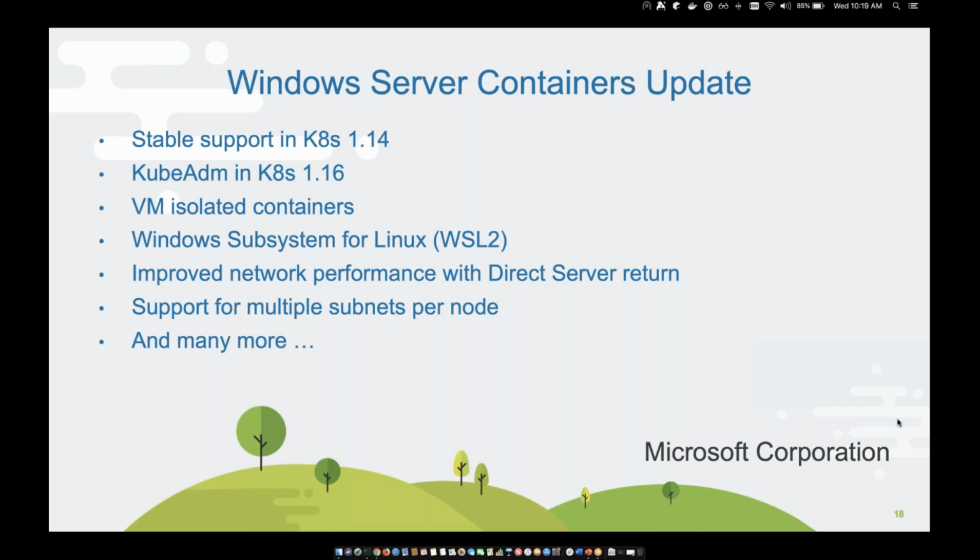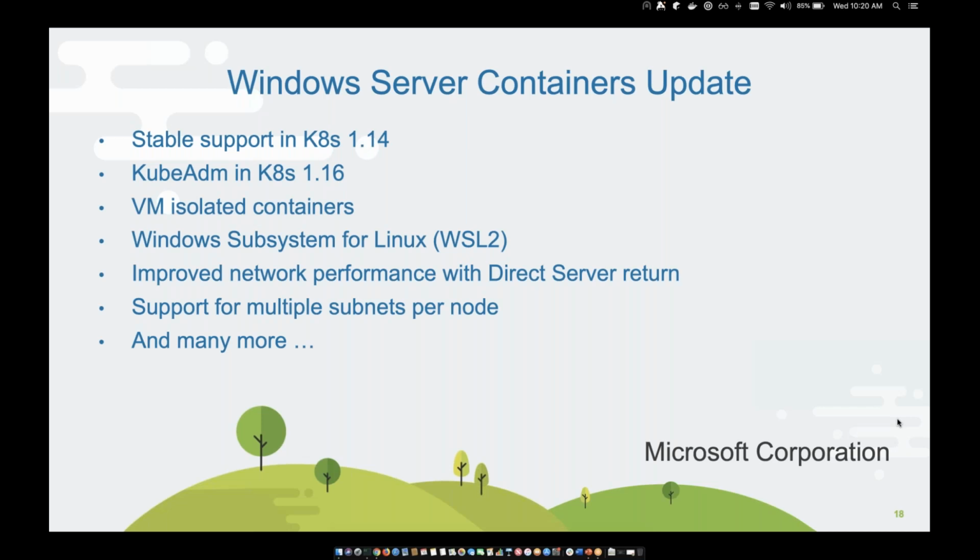We also are going to start supporting VM isolated containers in our next SAC release. That's the semi-annual channel that's going to release a little bit later this year. We introduced the Windows subsystem for Linux version 2, which is also running as a container now on your Windows operating system, which gives you much better performance and also better network integration and more functionality than WSL1, which ran in a VM. We introduced direct server return.